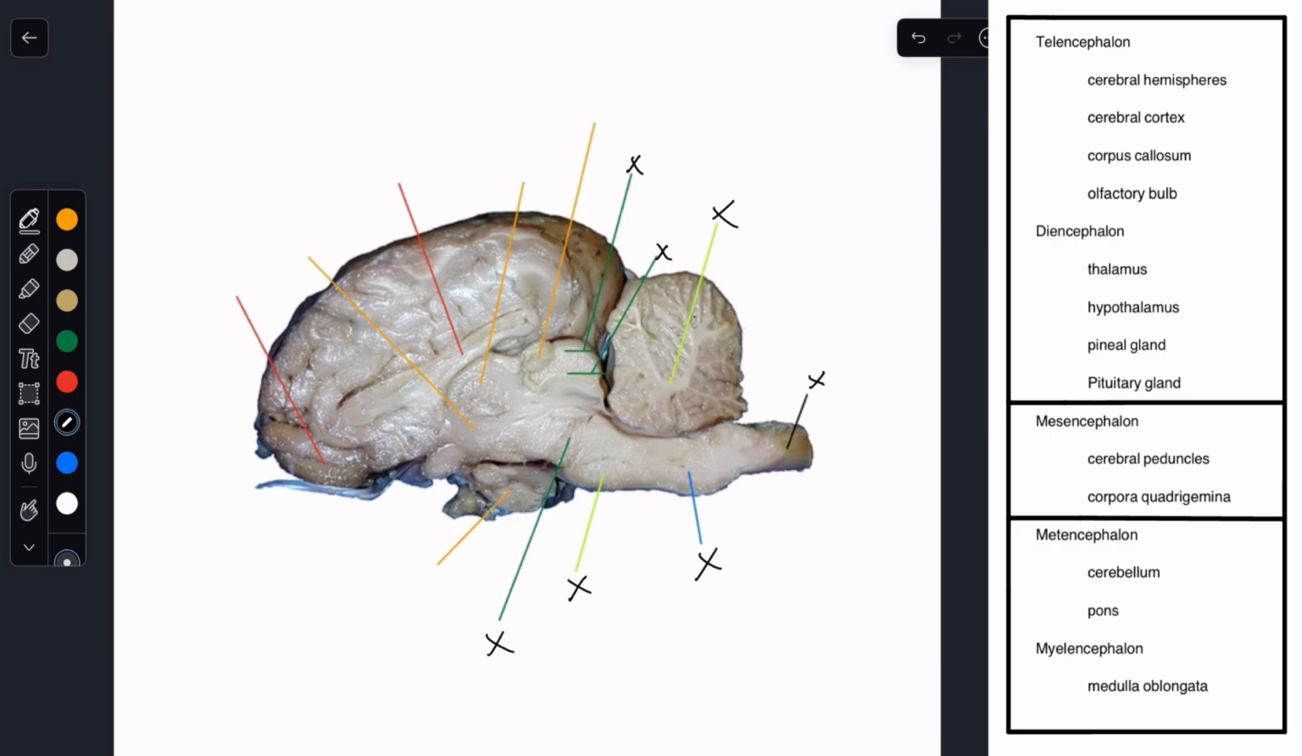Okay, now going over the diencephalon, we have the thalamus, hypothalamus, pineal gland, and the pituitary gland. The thalamus is this structure right here. And just underneath the thalamus is the hypothalamus right here. The pineal gland is kind of like on top of the thalamus. It's right there. And the pituitary gland is underneath the hypothalamus right here.